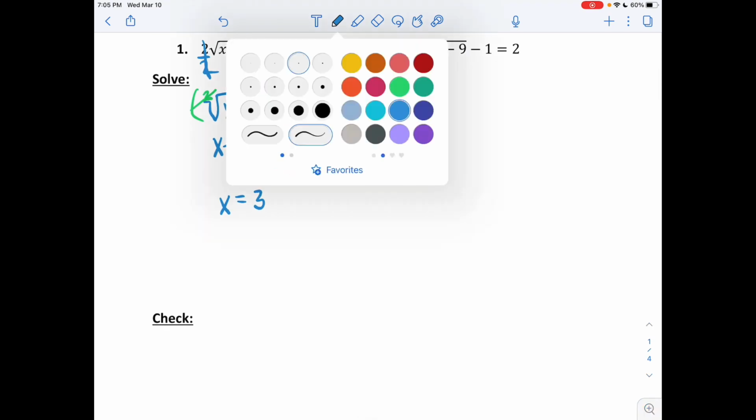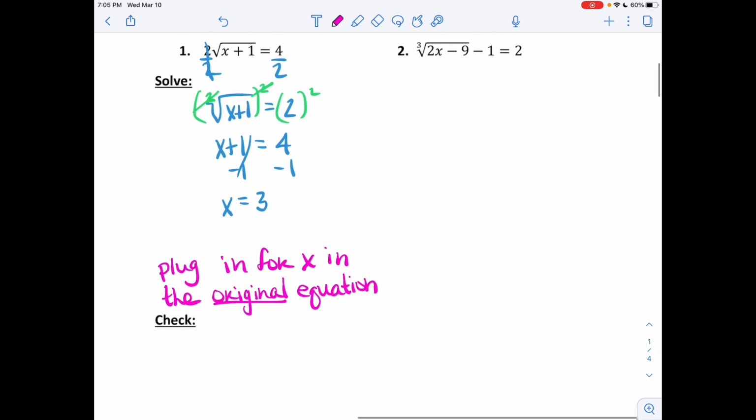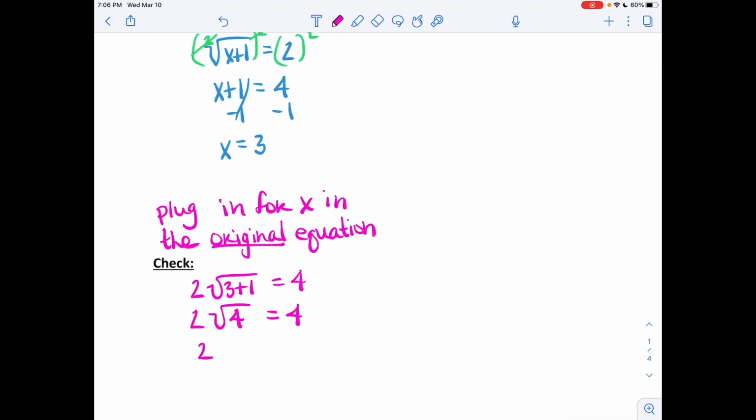So you check by plugging back in to the original equation. Let's go ahead and do our check. We're going to plug in an x value of 3 to our original equation. So we will say 2 times the square root of 3 plus 1, I'm substituting 3 for x, equals 4. Continue simplifying until you get 2 equal things or 2 unequal things. 3 plus 1 is 4, and the square root of 4 is 2. 2 times 2 is 4, and 4 does equal 4, so that's a big yes. And we can go ahead and box our final answer.